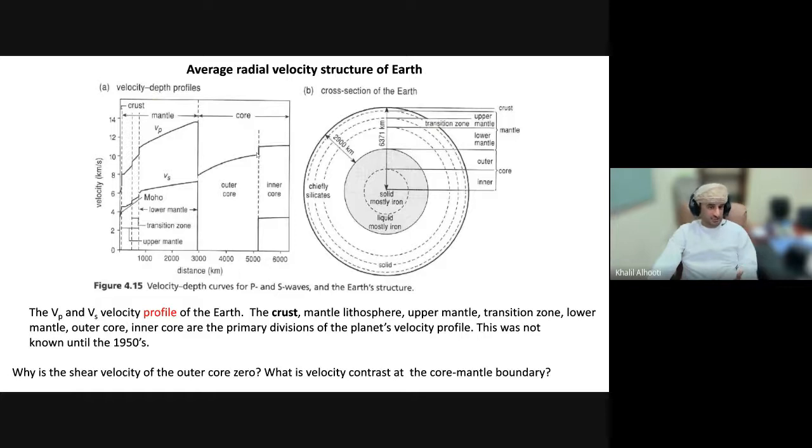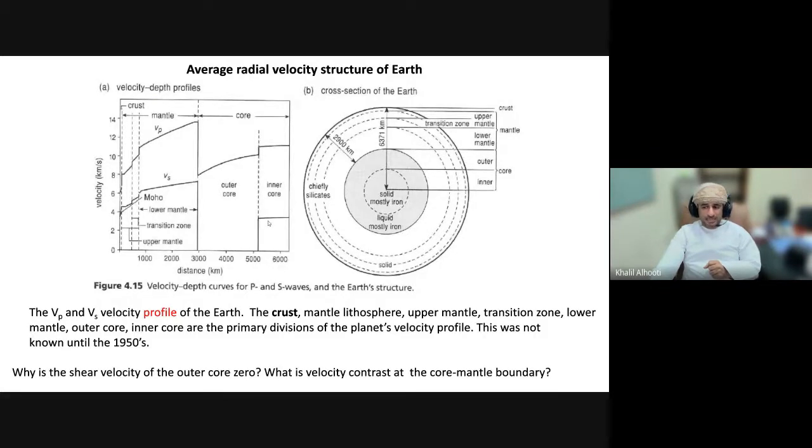P wave still can travel because P wave has a component of bulk modulus. Rigidity modulus is zero, but the compressibility modulus, which we also call bulk modulus, is not. How we can compress something is bulk modulus. So liquid can be compressed, gases can be compressed. However, it's of lower velocity.